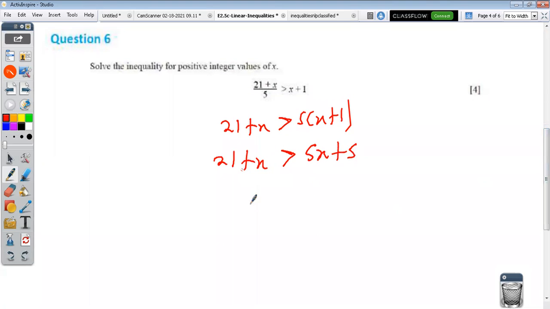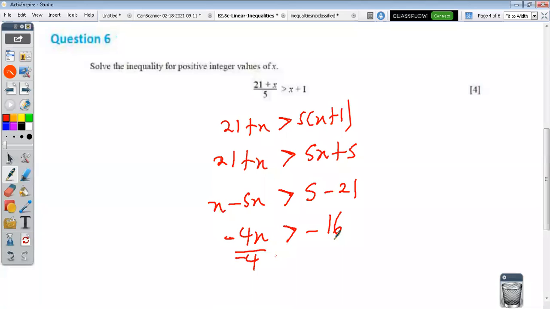Then do the normal thing you've been doing, which is x, bring that to the other side: minus 5x is greater than 5 minus 21, because I'm taking a positive 21 to the other side. I get minus 4x is greater than negative 16, you can check from a calculator. Then divide both sides by negative 4. So the inequality changes direction, because a greater than becomes a less than 4. Clear?